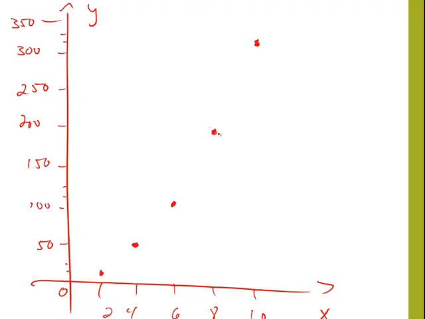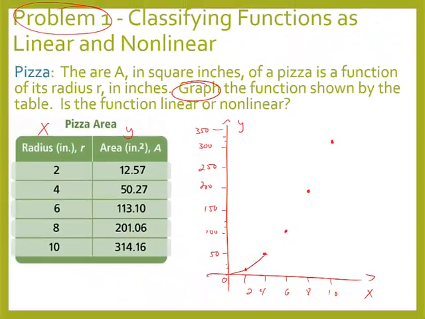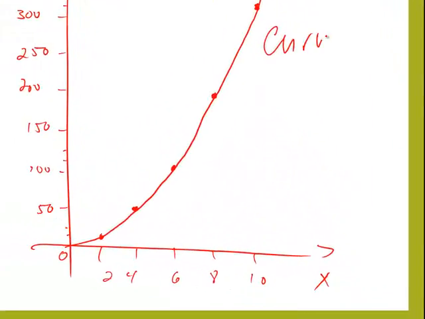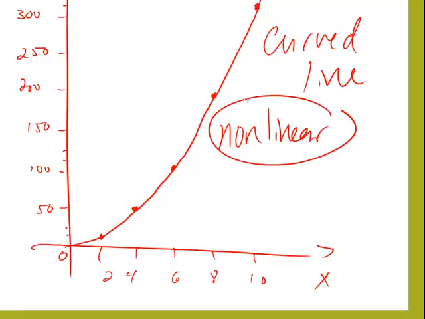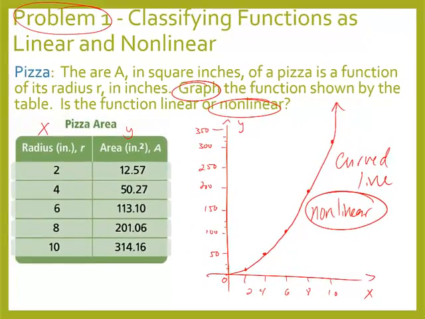Now we have all 5 points, so now we can draw our line. We're going to just connect all these dots. And that there is pretty not straight. It's curved. Since it's a curved line, that means it is non-linear. And if it's a straight line, it is linear. All right, let's move on to problem 2.